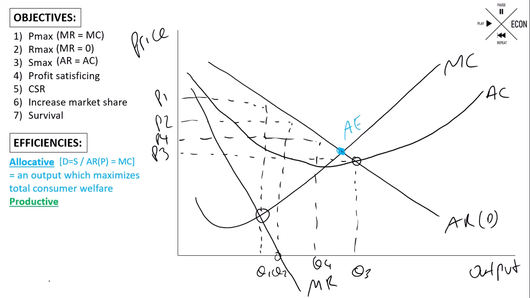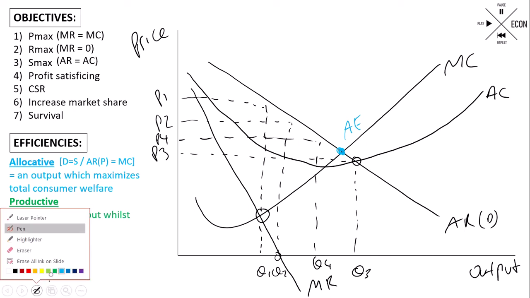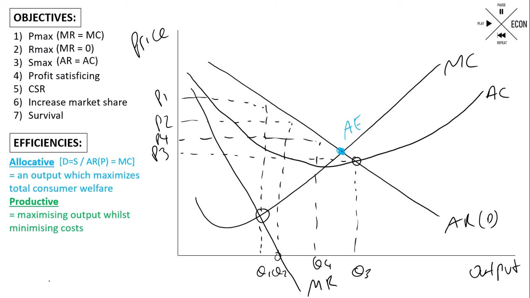So now have a go at finding and defining productive efficiency, please. So pause the video and draw it. So hopefully you've got that productive efficiency is that a firm is maximizing output whilst minimizing its costs, and that occurs at the bottom of the AC curve, and we know that is where AC equals MC, because an AC cuts an MC at its lowest point. Static efficiency occurs whenever a firm is both allocatively and productively efficient.